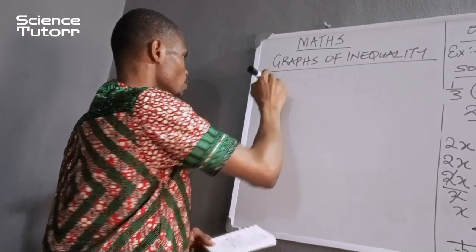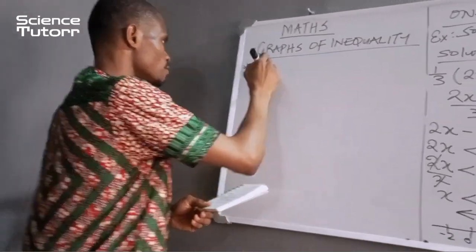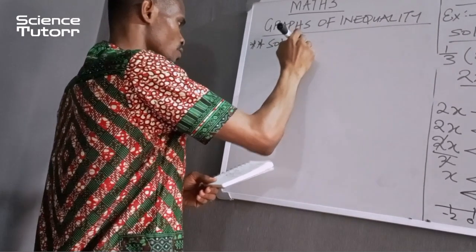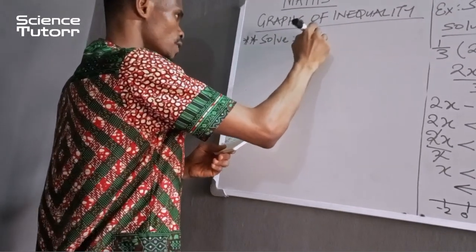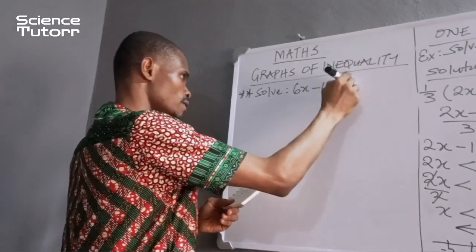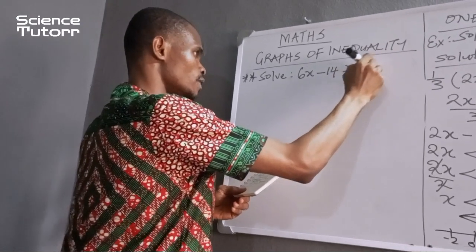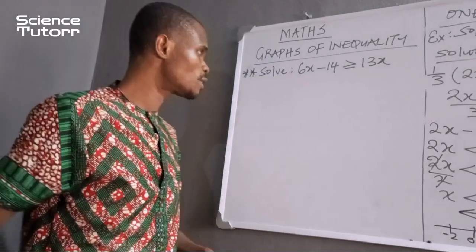Simple problem. Alright, question 2. We are told to solve 6x minus 14 is greater than or equal to 13x. So let's look at this problem.